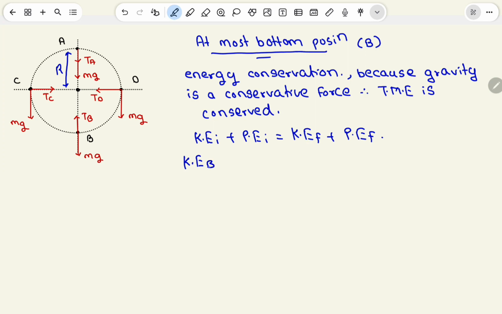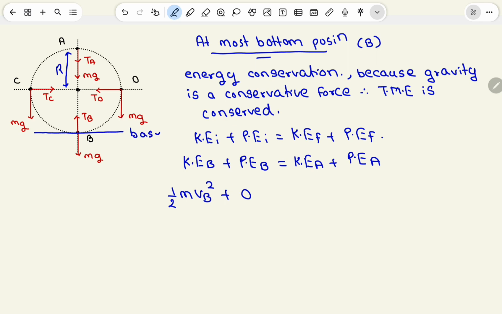So, kinetic energy at B plus potential energy at B is equal to kinetic energy at A plus potential energy at A. Kinetic energy at B is half m vB square, and the potential energy is 0 once we define B to be at base. At point A, the kinetic energy is half m vA square plus potential energy mgh, and we can clearly see that from the base, the point A is at a height of 2r. So mg 2r.